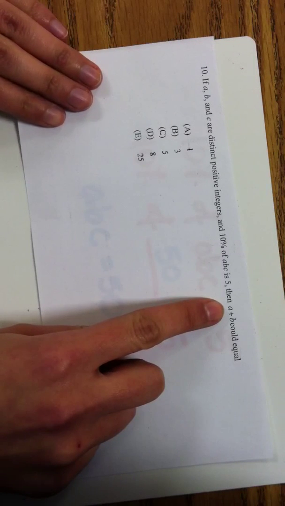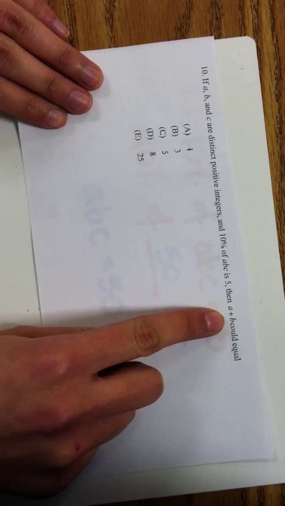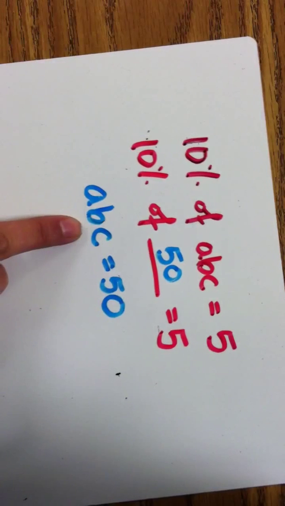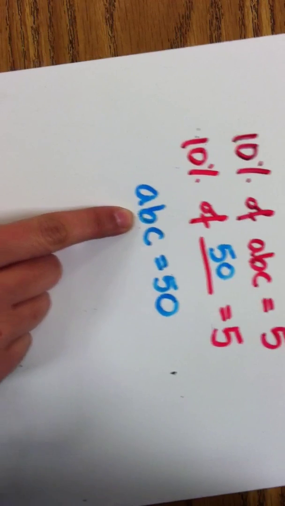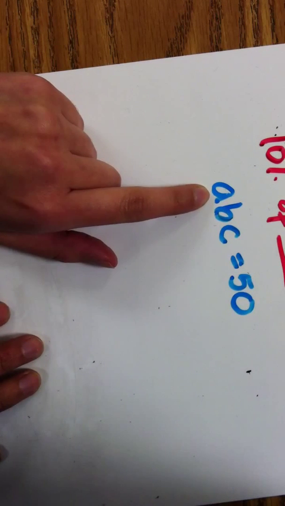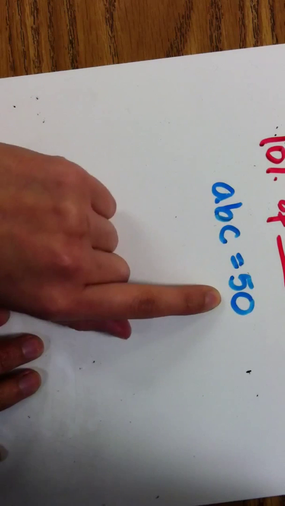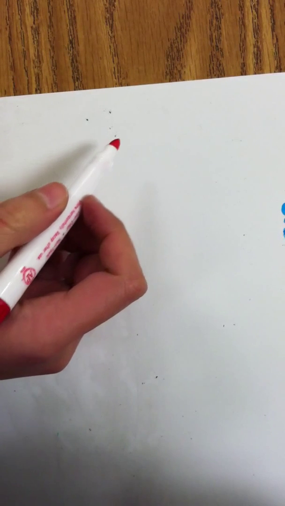If we go back to the question, it's asking us, what could a plus b equal? So we want to figure out what the number a is, and what the number b is. So we want to figure out what number times what number times what number is equal to 50. Well, we have a couple of options. I like working with these trees because they help me keep organized.